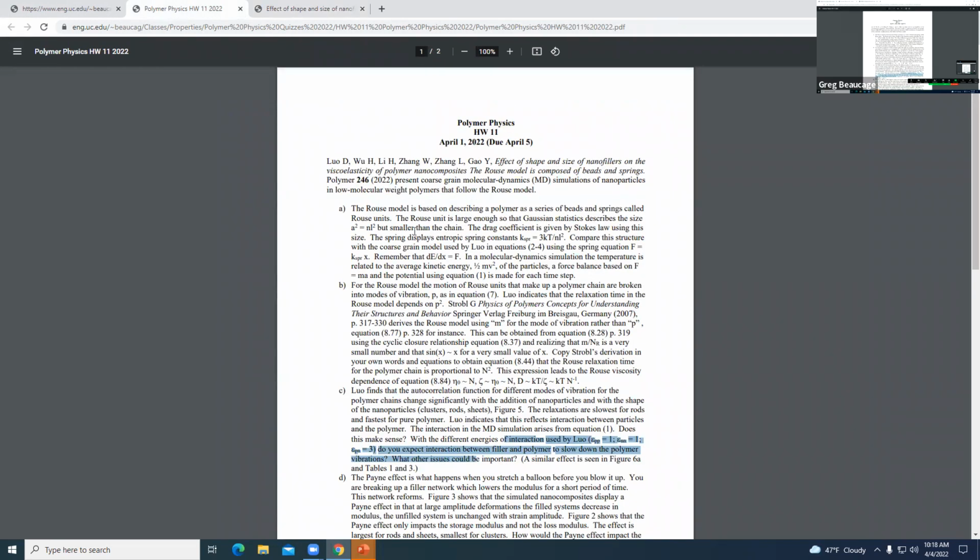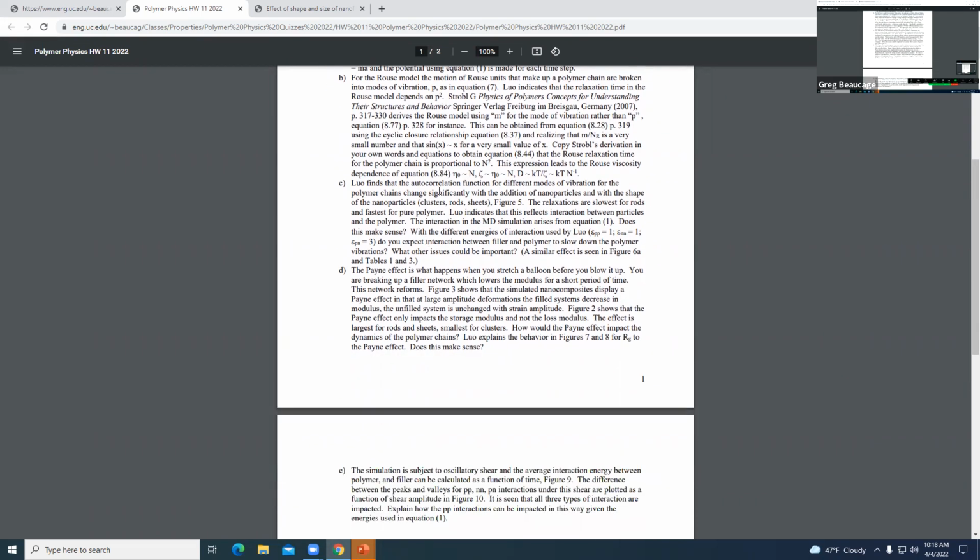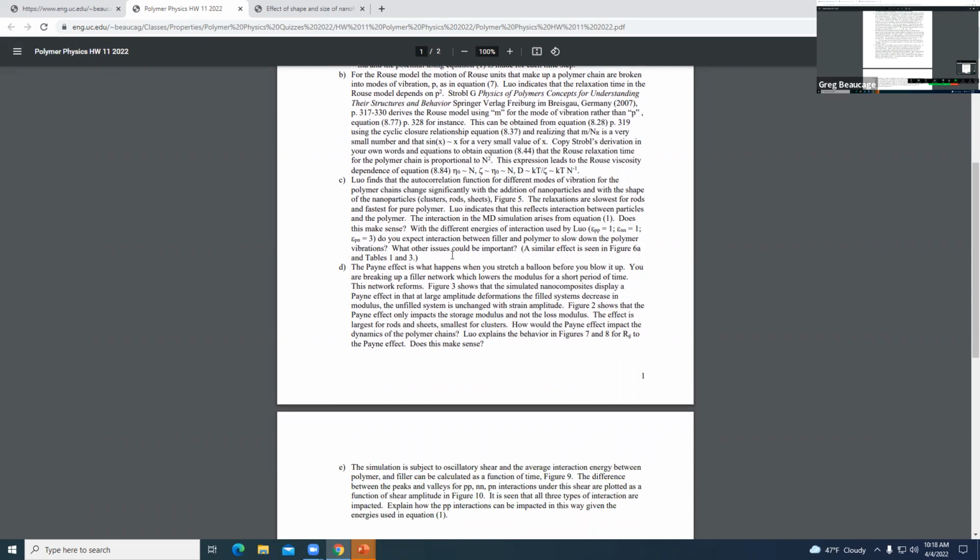But I guess that's it, just to compare the two. That's comparing the energies, and comparing the structure with the coarse grain model. The Rouse model is similar to what he's doing. They're different, but they're similar, and there are some similarities you can compare. And anything else on this?